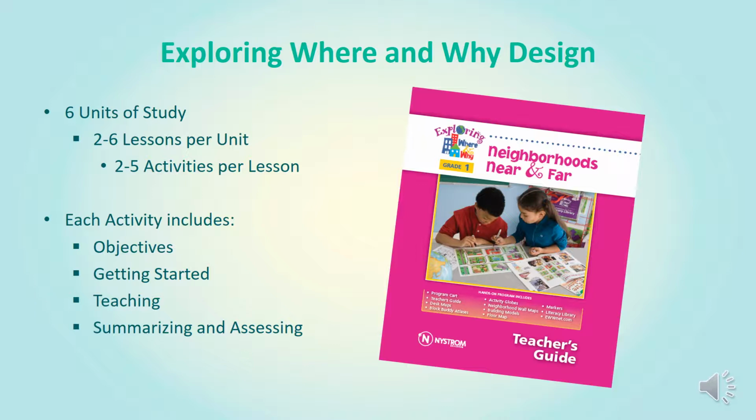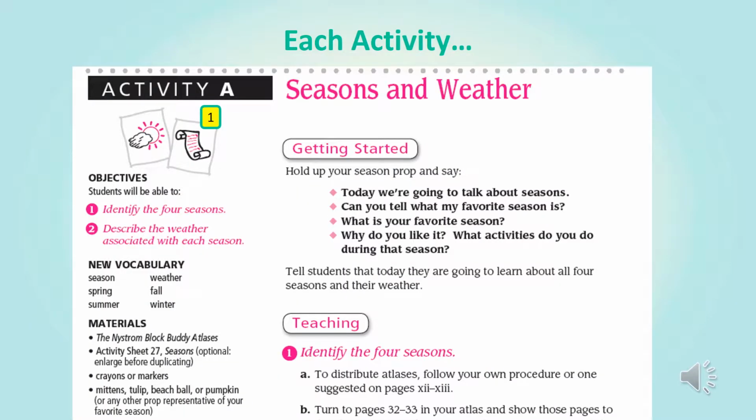Activating background knowledge is part of our Getting Started section, which is in each activity. Exploring Where and Why wants to help students connect to prior learning in order to build on content they already know. Each activity offers the objectives in the left sidebar. Additionally, in the sidebar are your key vocabulary terms. According to Robert Marzano, approximately 55% of a student's necessary vocabulary comes from social studies. It's essential that students receive instruction that highlights important vocabulary.